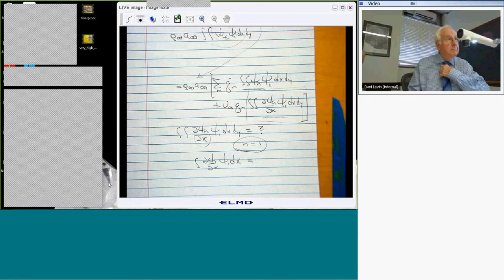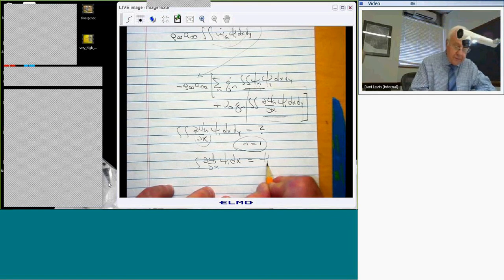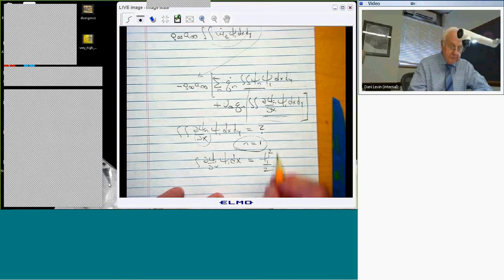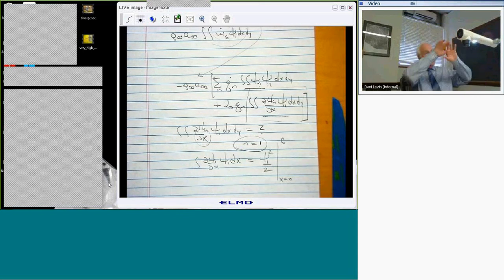Psi 1 squared. Maybe a 2 down there. Evaluate the limits, x equals 0 and up to x equals chord. Chord meaning how far back we go on the wing. If it turns out that this mode shape is 0 at the two endpoints, then this term is 0.